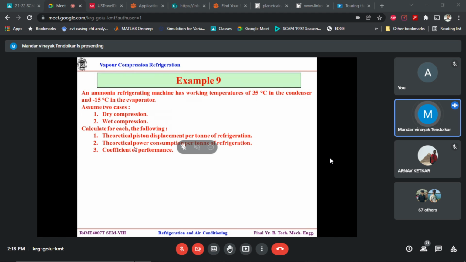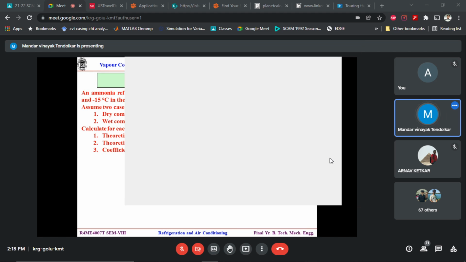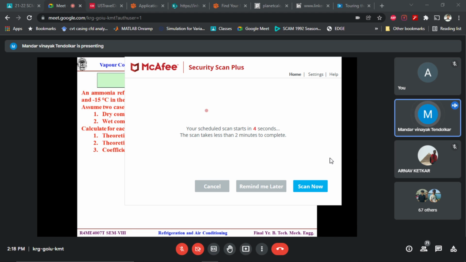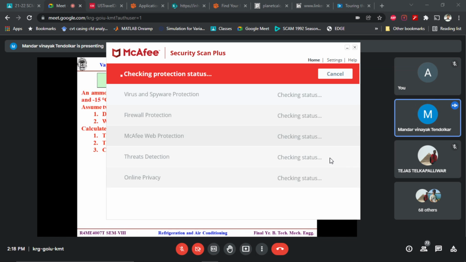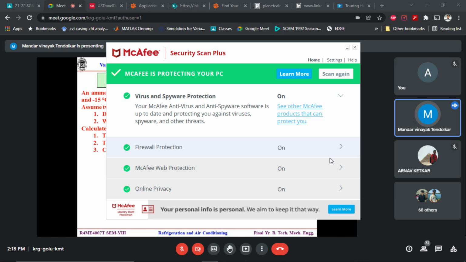Everything has been taught in the lab, do it. Take the ammonia chart, draw the lines for 35 degrees Celsius, minus 15 degrees Celsius, draw the horizontal lines, complete the cycle for wet compression and dry compression. This is what exactly you have done in your laboratory session.